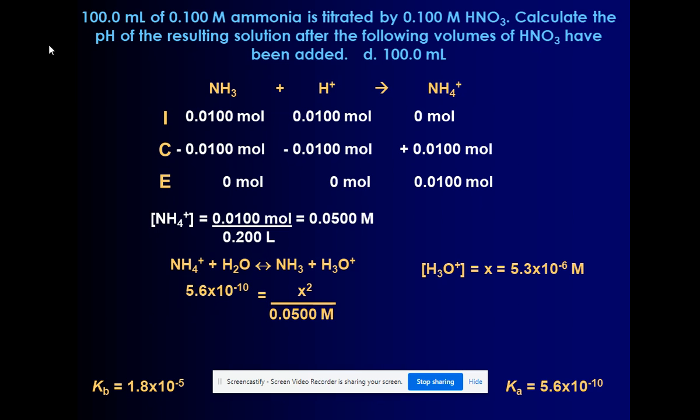So we can go directly to pH with that. By taking the negative log of 5.3 times 10 to the negative 6, we get the pH is 5.28. Acidic, which is what we would expect at the equivalence point since all we had was the acid.